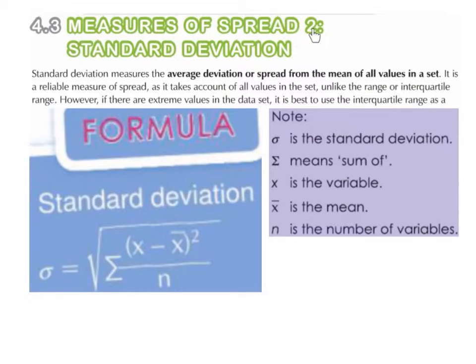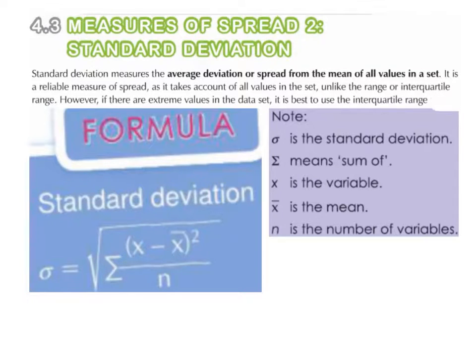Measures of spread 2, standard deviation. Standard deviation measures the average deviation or spread from the mean of all values in a set. It is a reliable measure of spread as it takes account of all values in the set, unlike the range or interquartile range. The range only takes account of the largest number and the smallest number, and the interquartile range only takes account of the difference between the upper quartile and the lower quartile. So standard deviation takes account of all values in the set.